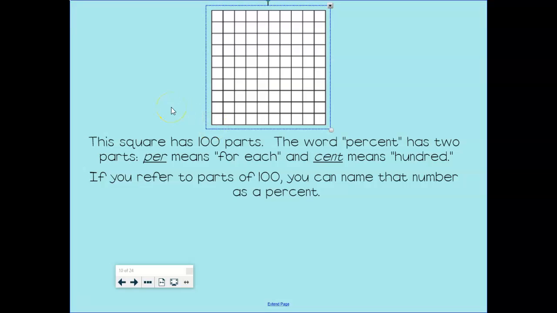The word percent has two parts to it. Per means for each, and cent means 100. So if you refer to parts of 100, you can name that number as a percent. So percent means per 100.